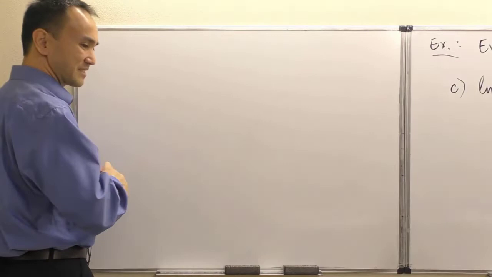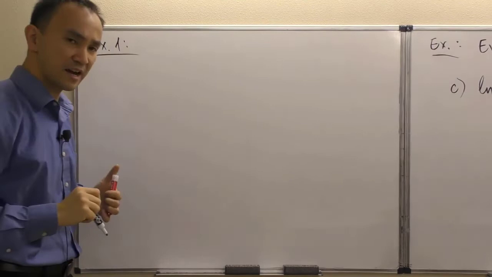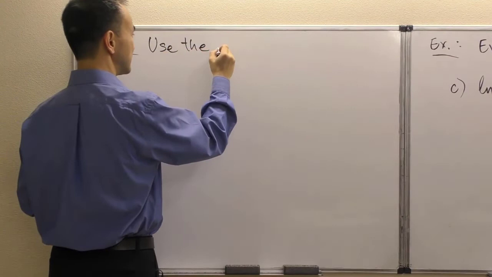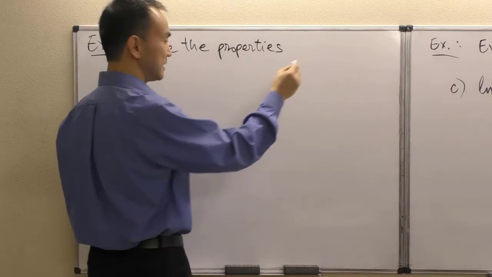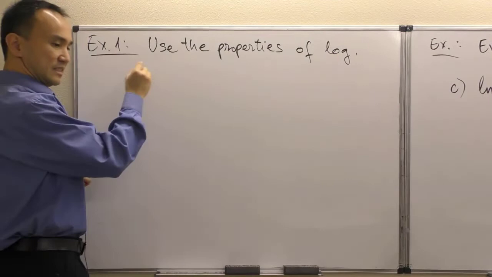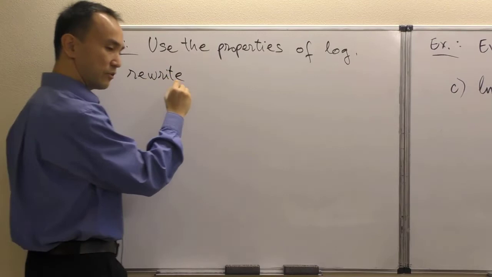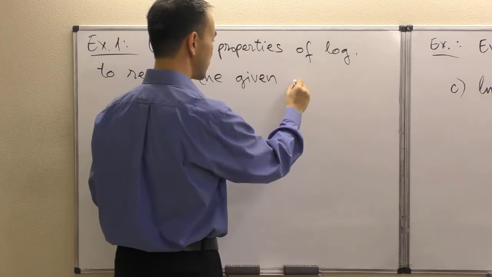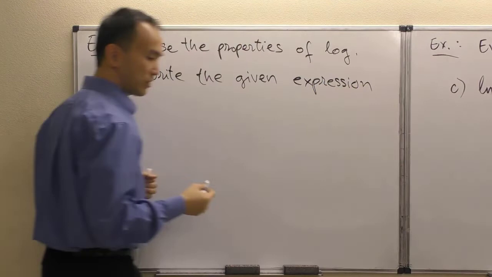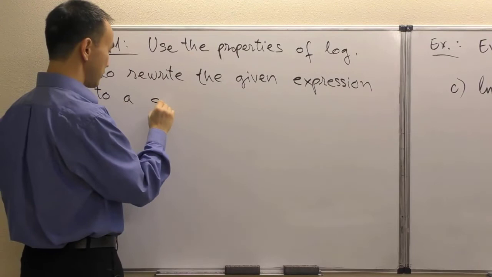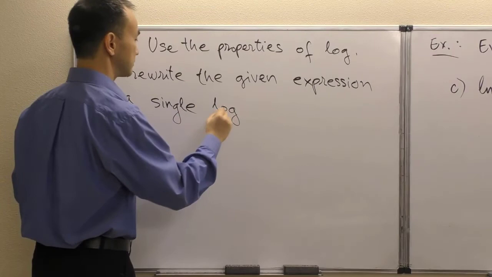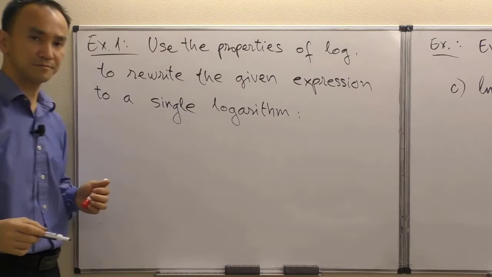So now let's look at example 1, and it's going to be a little lengthy to write down the worded instruction. So let's use the properties. Use the properties of logarithms, and allow me to write it short here. Use the properties of logs to rewrite the given expression, or each one of the given expressions in case I give more than one problem like that, to a single logarithm. We want to rewrite whatever is given to one single logarithm.